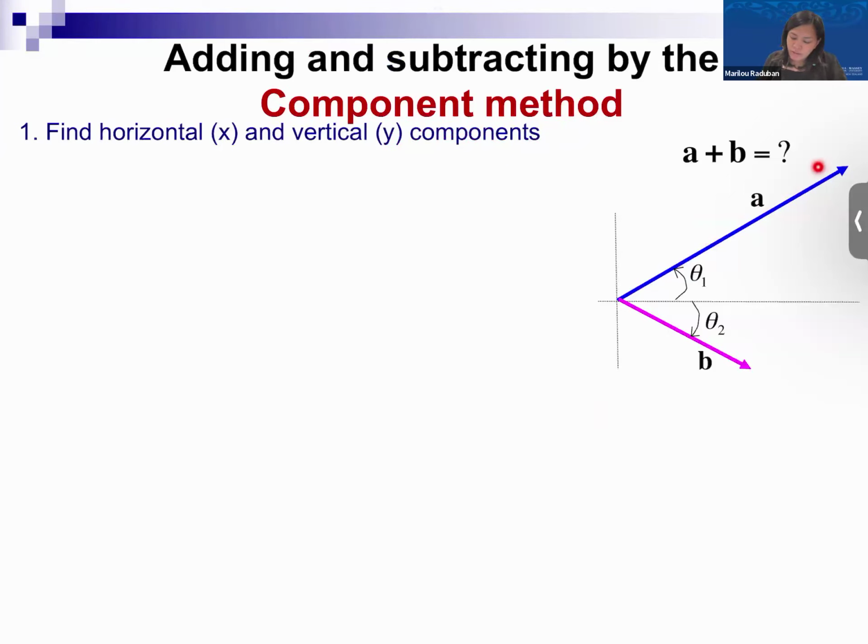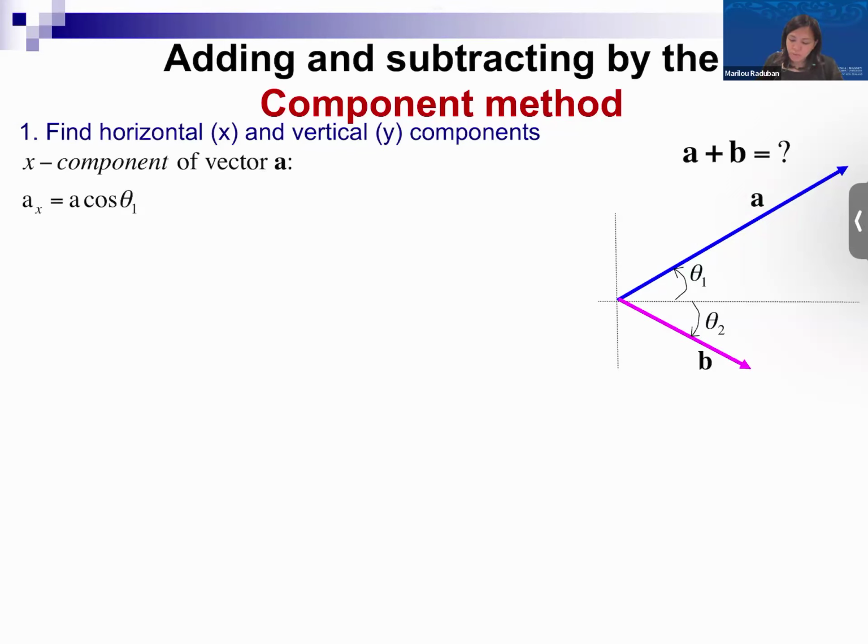So here we have an example showing two vectors, vector A, which is this blue arrow here, and vector B, which is this pink arrow. What we want to find is the sum of vector A and B. Vector A makes an angle theta1 relative to the x-axis. Vector B makes an angle theta2 relative to the positive x-axis. So the first step is to find the horizontal and vertical components of the vectors that you want to add. And let's start with vector A.